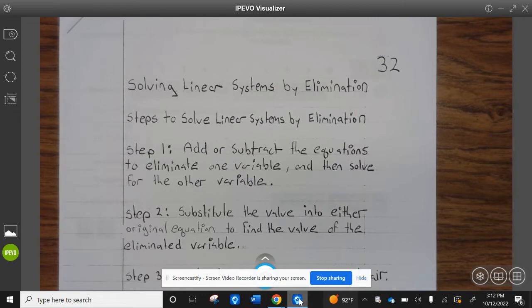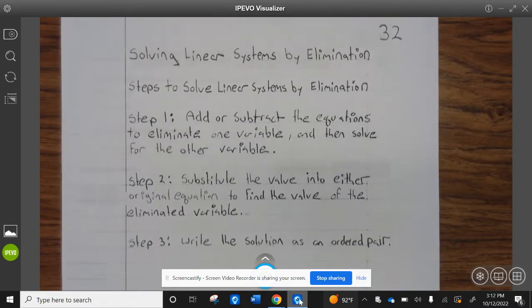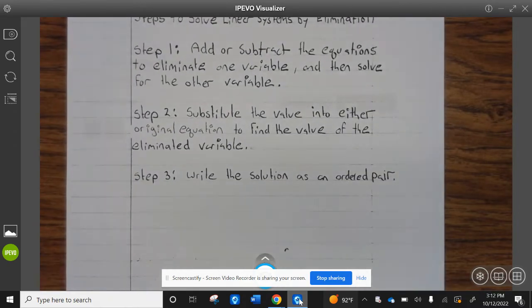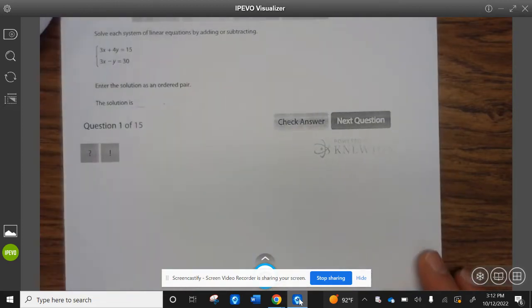Okay, Wildcats. Today we're at drum page 32, solving linear systems by elimination. Steps to solve linear systems by elimination. Step 1, add or subtract the equations to eliminate one variable and then solve for the other variable. Step 2, substitute the value into either original equation to find the value of the eliminated variable. Step 3, write the solution as an ordered pair. All right, let's take a look at the first example.